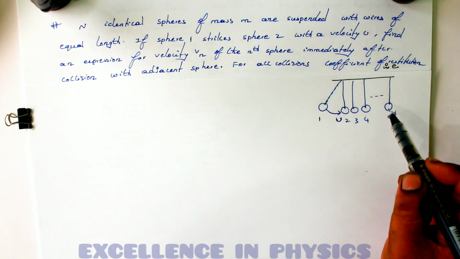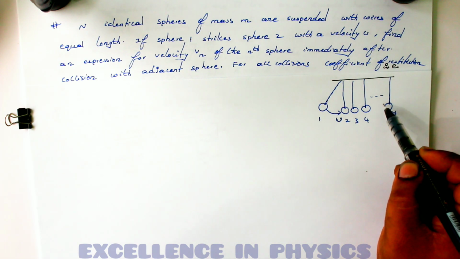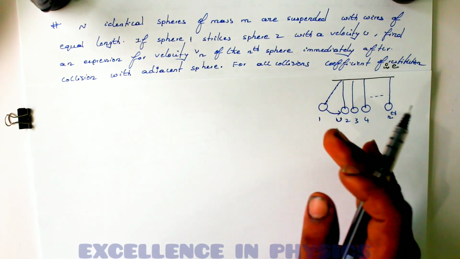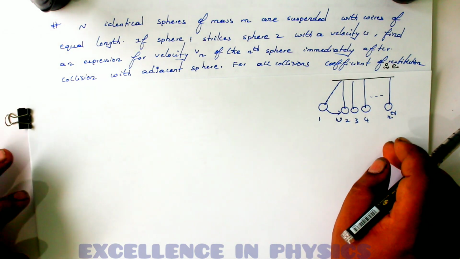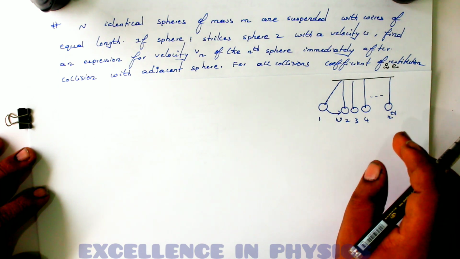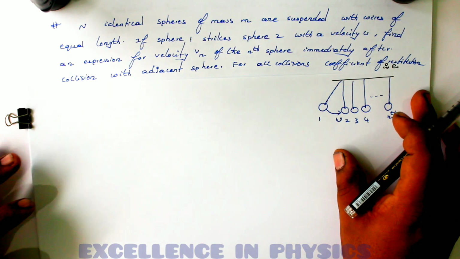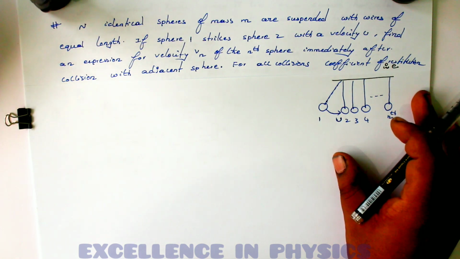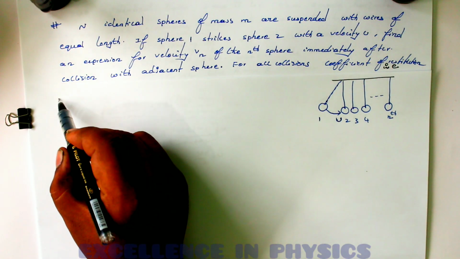So that is the equation for the final velocity of this nth sphere after collision with the adjacent sphere, that is the sphere before that one. This problem we can solve by using the law of conservation of momentum as well as the coefficient of restitution, or directly we have calculated equations for the final velocities of the first sphere and second sphere if the collision is inelastic. Those equations we will write here.